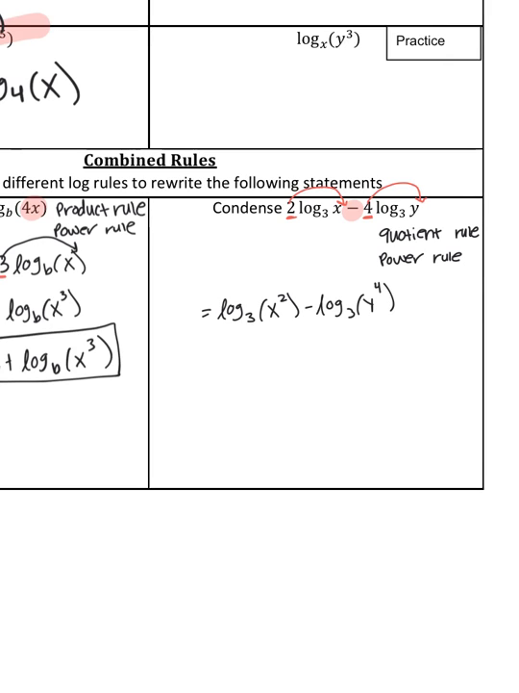And then I'm going to condense this down using the quotient rule. So I'm going to have log base 3. I'm going to divide x squared by y to the 4th power. At this step, the x and the y are two different bases. I'm not going to be able to combine those any further because they're not the same base of my exponential. So I'm going to just leave my answer like that.